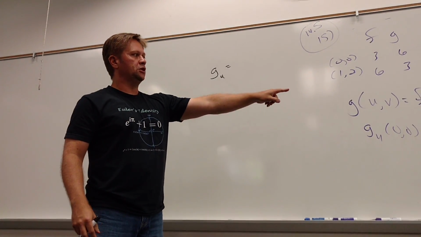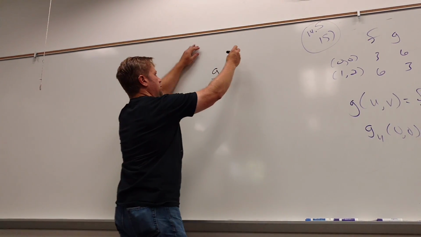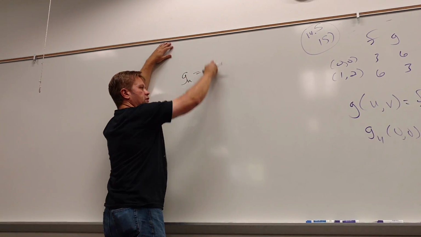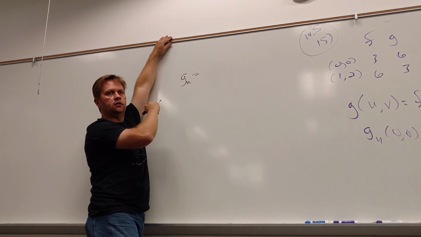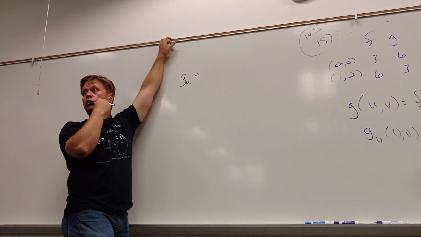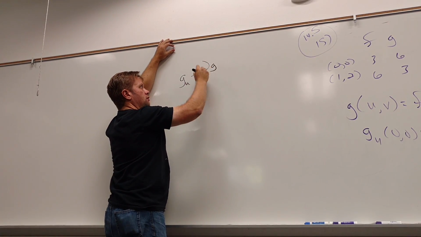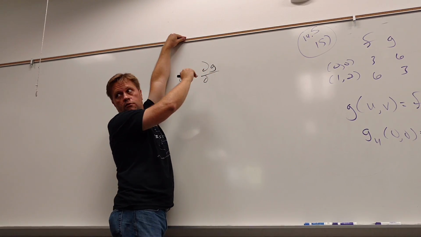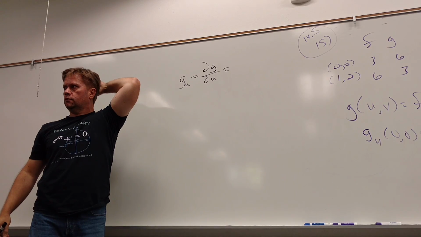So I want to figure out what g_u is. And what does g_u mean? Well, let's replace that with more specific symbols. What does g sub u mean? It's the partial of g with respect to u. Good. Now how do I calculate that?